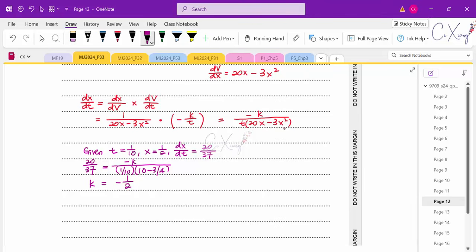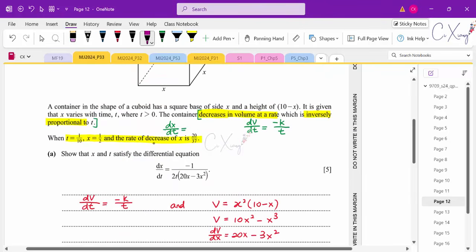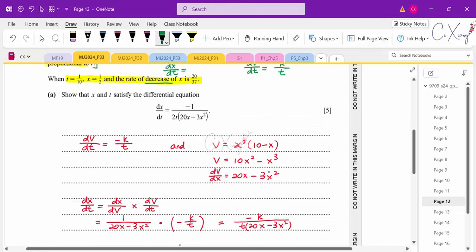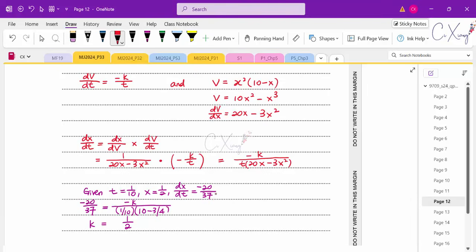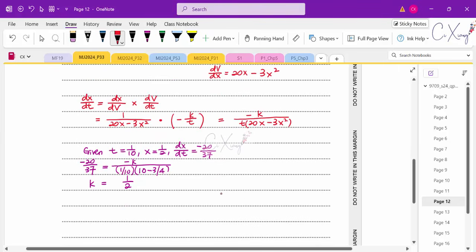Okay, so I think there's an error I made somewhere, right? Oh, sorry, I think this one. The rate of decrease of x, it should be negative because of the word decrease. I forgot about the negative sign here. If this is negative, so I should put a negative here, and by right my k is positive half. Yeah, so don't forget about the negative sign because they are talking about the rate of decrease. So by right you should put a negative sign in front. Then after that only you can get the correct answer.